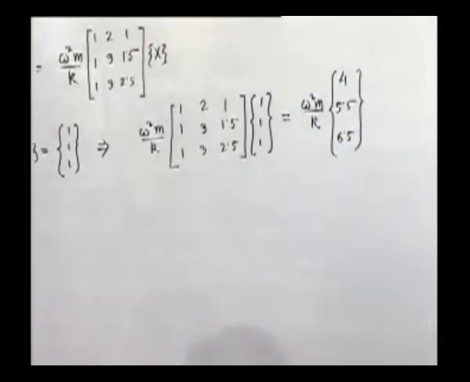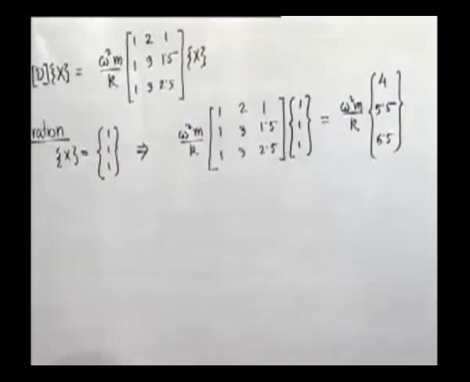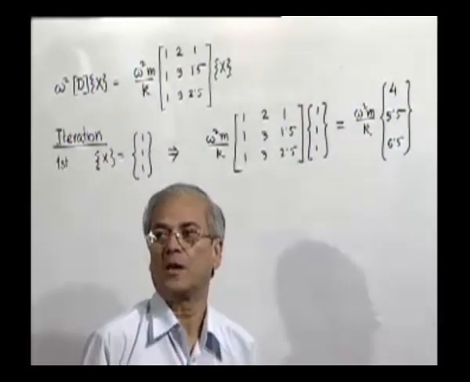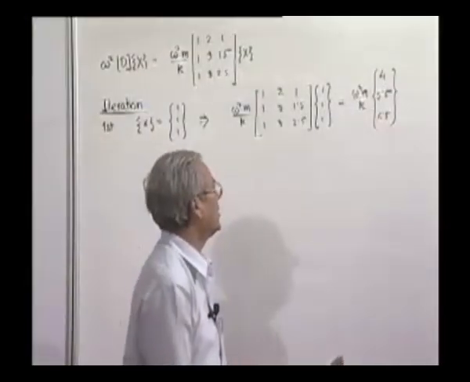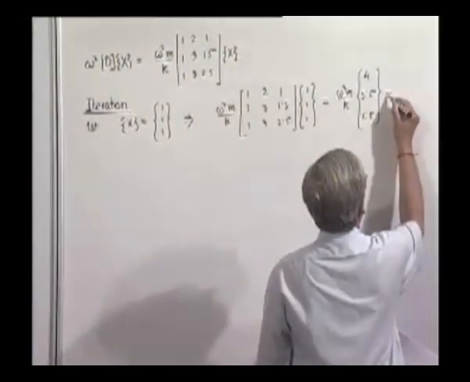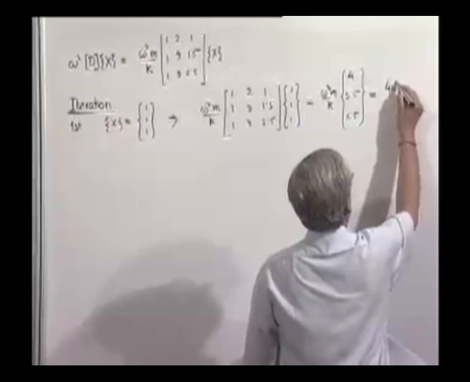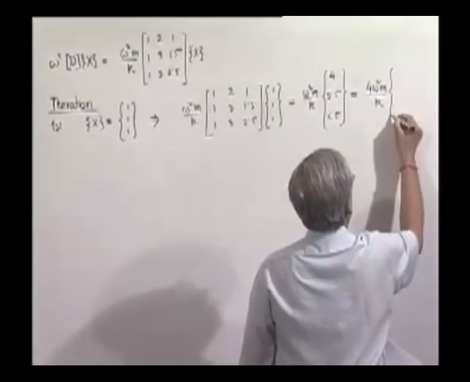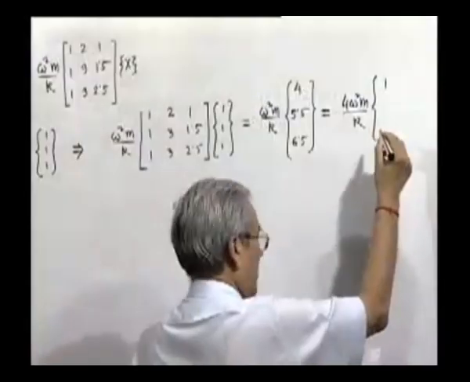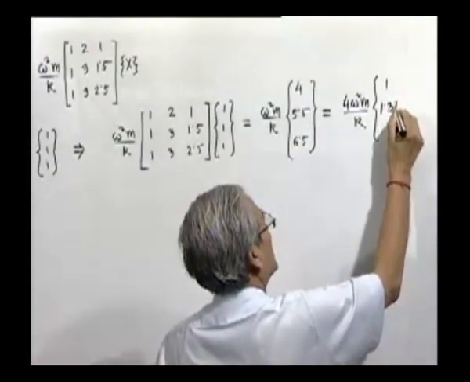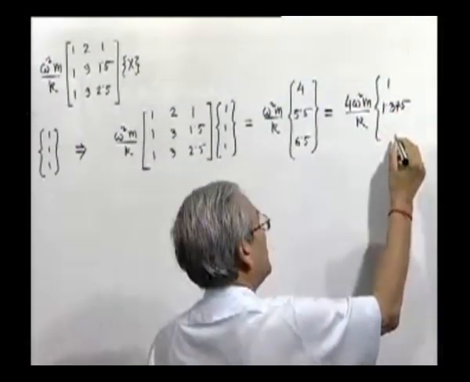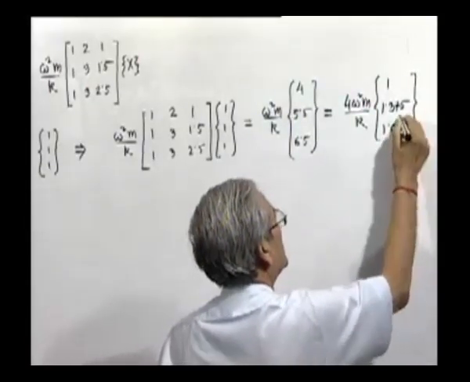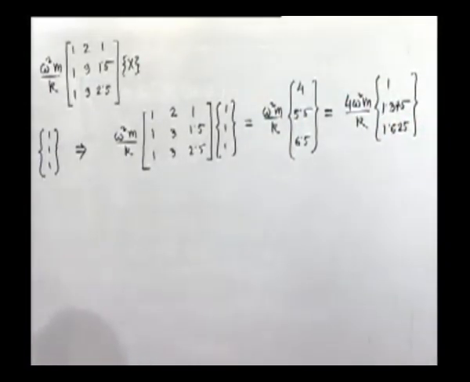Now, to normalize, let us always make the first one always 1, because the ratio of the various terms are actually important, not the value. So, this will be 4 times 1, 1.375, 1.6. So, this is the value we get now.